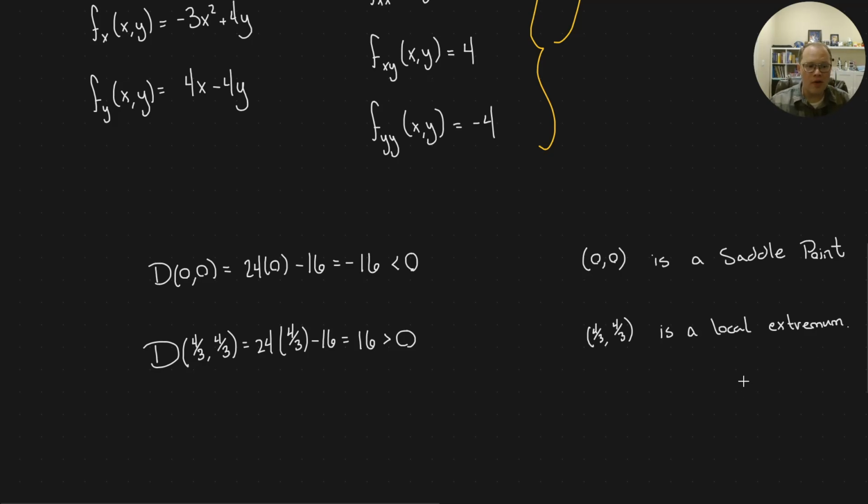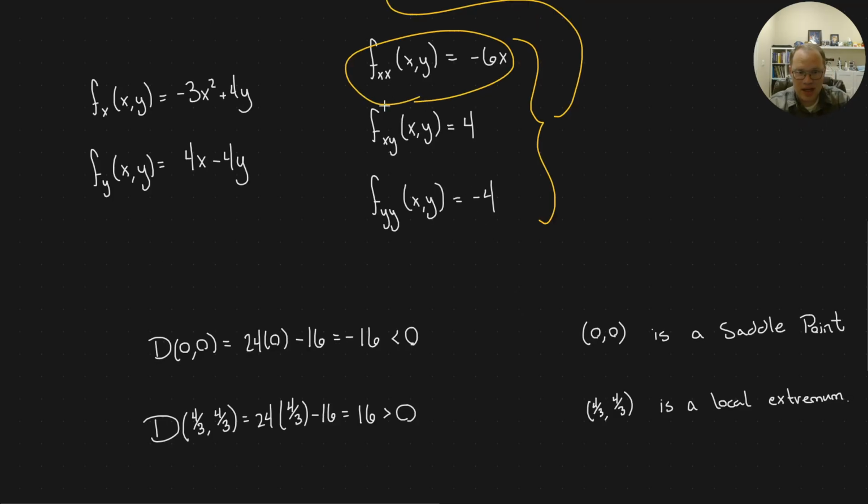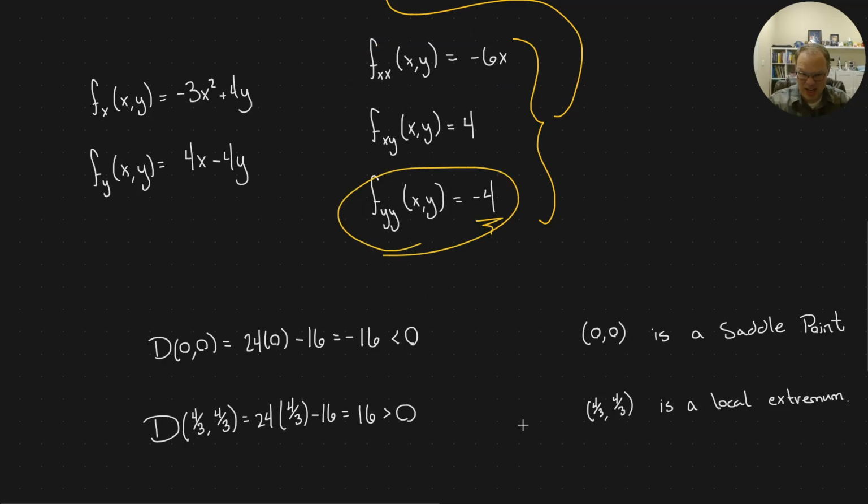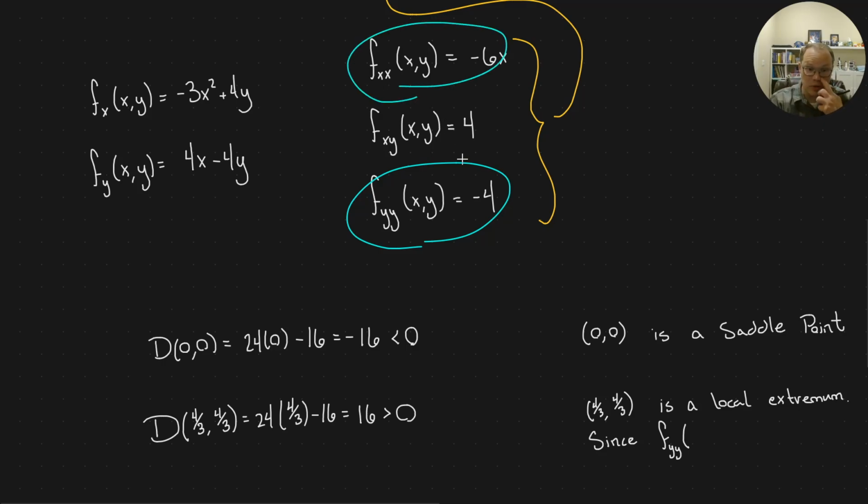So I'm going to have either a local max or a local min at 4/3, 4/3. To determine which, I need to look at the second order partial for either the x direction or the y direction. It doesn't matter. They are guaranteed to match. They will both have the same sign. In this case, the y one looks a little bit easier because I don't have to plug anything in. You don't want to look at your mixed partial. You only want to look at either this one or this one because it will tell you the concavity.